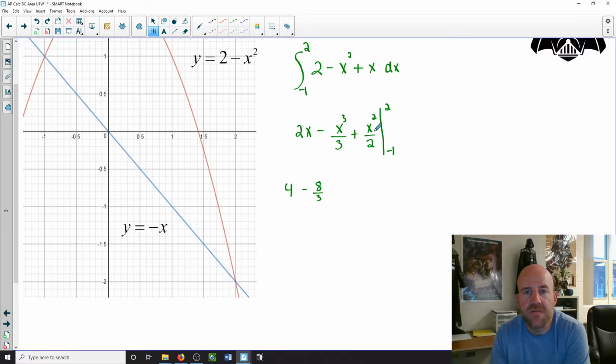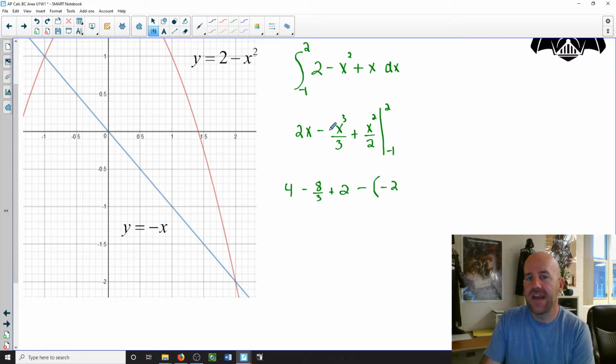And then 2 goes into this one, 2 squared over 2, that's just going to be plus 2. And now we subtract the next grouping. So now we're plugging -1 in. So 2 times -1 is -2. Plug -1 in here, and -1 cubed is still a -1. So we have a negative, so that's plus 1/3. And then plug 2 into here, or no, sorry, plug -1 into here. So -1 squared is 1 over 2, so we have a plus 1/2.